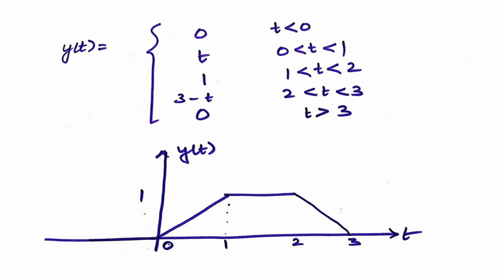3 minus t is a ramp signal which is folded and time shifted. When you take a ramp and fold it, it comes to this side, and then it is delayed by 3 units. So there goes the other side of this signal, 3 minus t, and 0 elsewhere. This is a very standard result: when you convolve two rectangular pulses of unequal widths, we end up getting a trapezoidal signal. The output is a trapezoid.